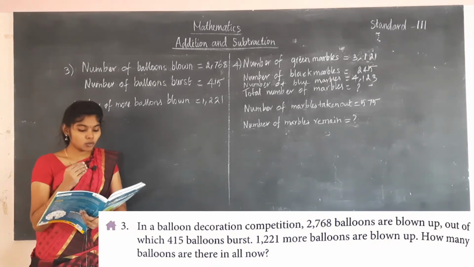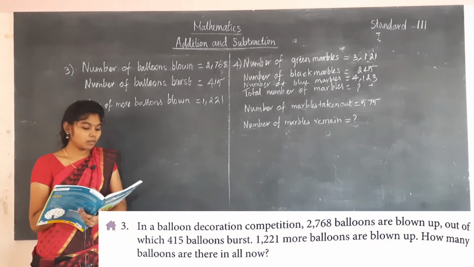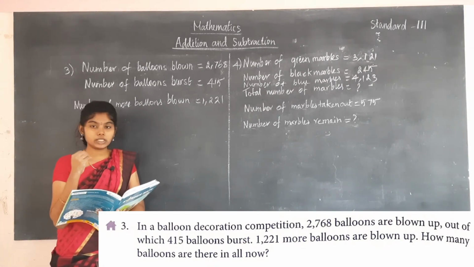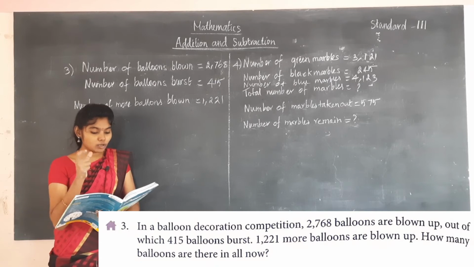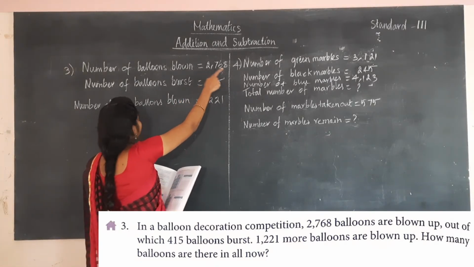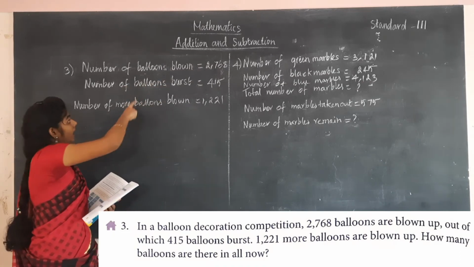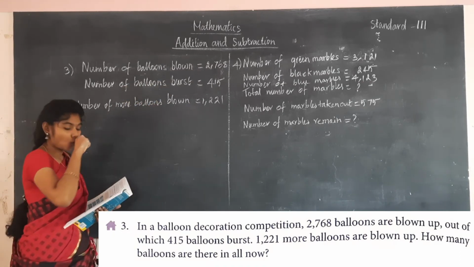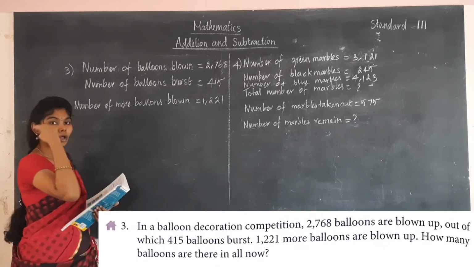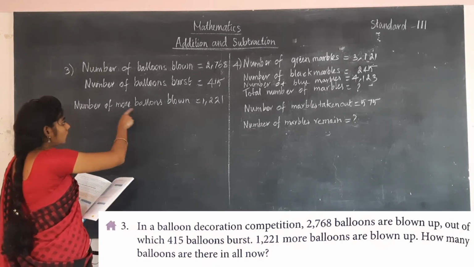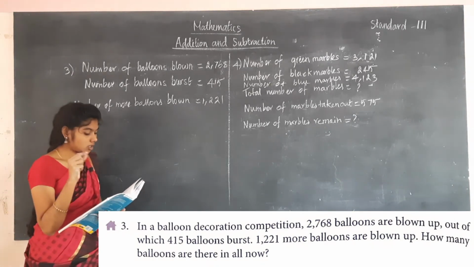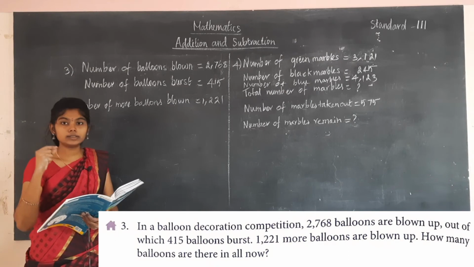1,221 more balloons are blown up. How many balloons are there in all now? So here there is a balloon decoration competition. Here I have mentioned how many balloons they have blown: 2,768 balloons blown, and the number of balloons burst is 415. And then the number of more balloons they have blown is 1,221. So here the question is how many balloons are there in all now.